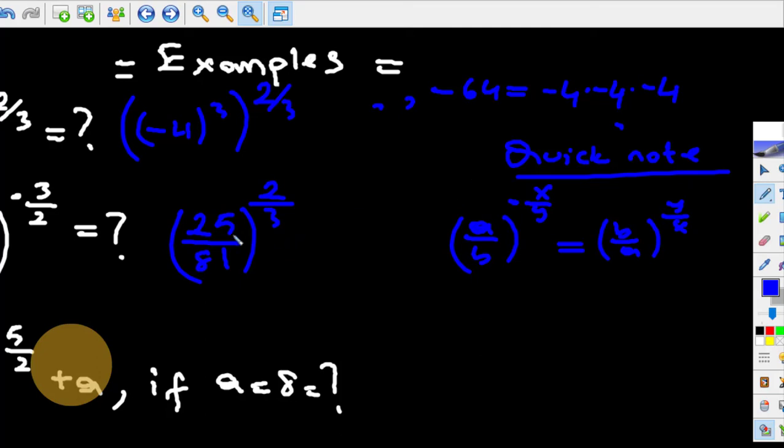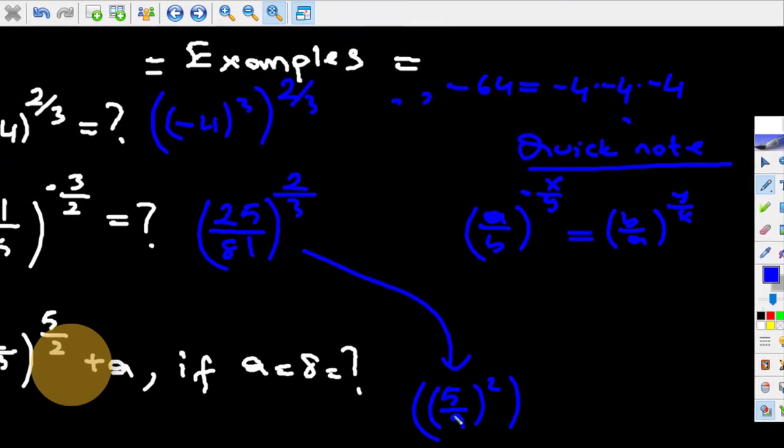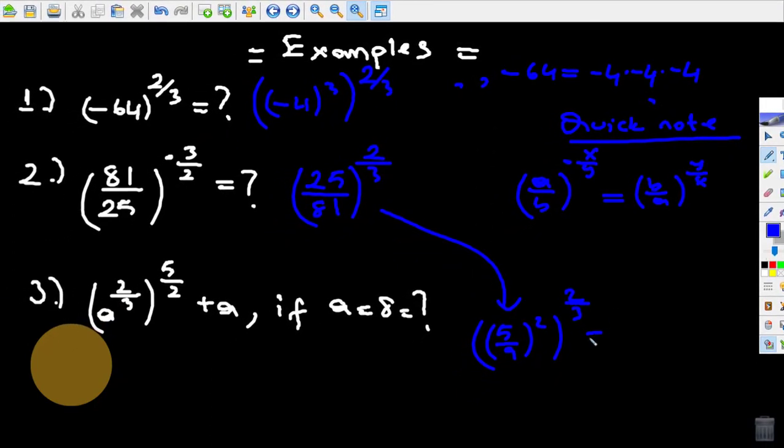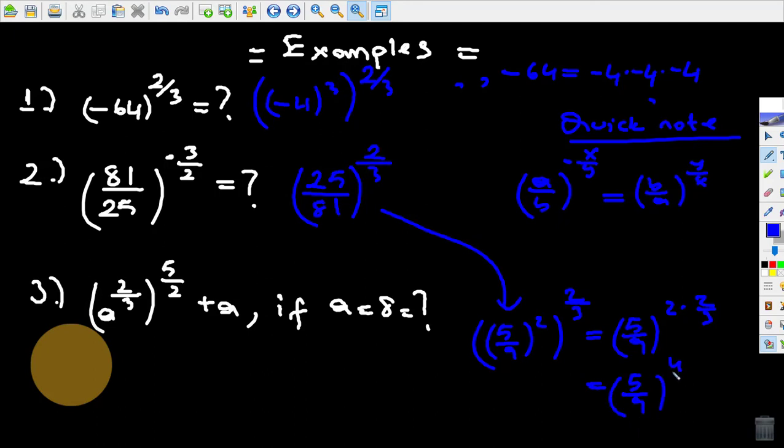We know that 25 is 5 squared and 81 is 9 squared. So I can also write this expression as 5 over 9 to the power of 2, and we are raising this to the 2 over 3 power. Again, we're going to apply the power rule, so we multiply these two exponents. The result will be 5 over 9 to the power of 2 times 2 over 3. 2 times 2 is 4, so the result will be 5 over 9 to the power of 4 over 3.